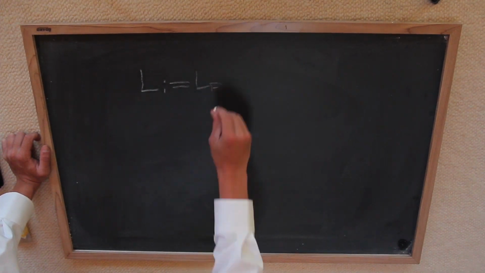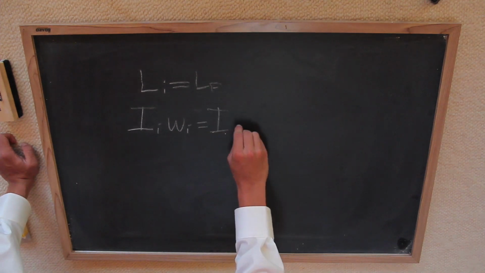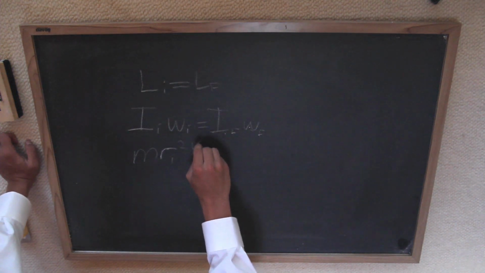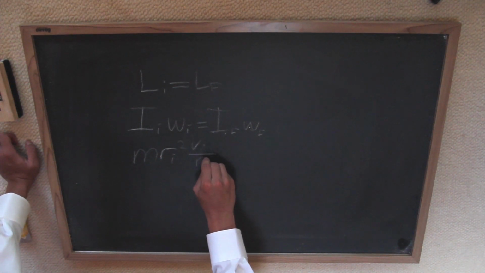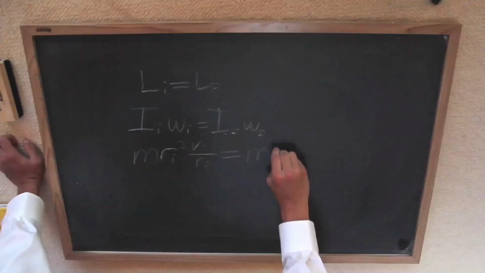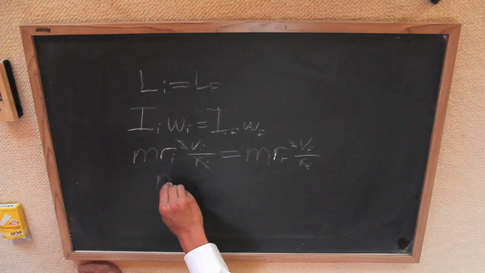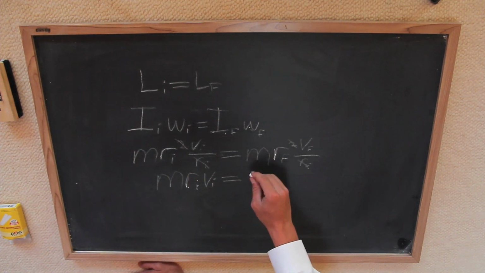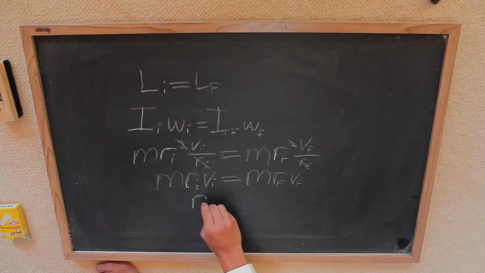Of course. The initial angular momentum equals the final angular momentum. The initial rotational inertia times the initial angular velocity equals the final. The rotational inertia is mr squared because we're going to treat this as a particle, times v over r, which is the conversion factor for angular velocity, equals the final of those same values. We can cancel out the r's, leaving mrv on both sides. So mr initial times v initial equals mr final times v final.